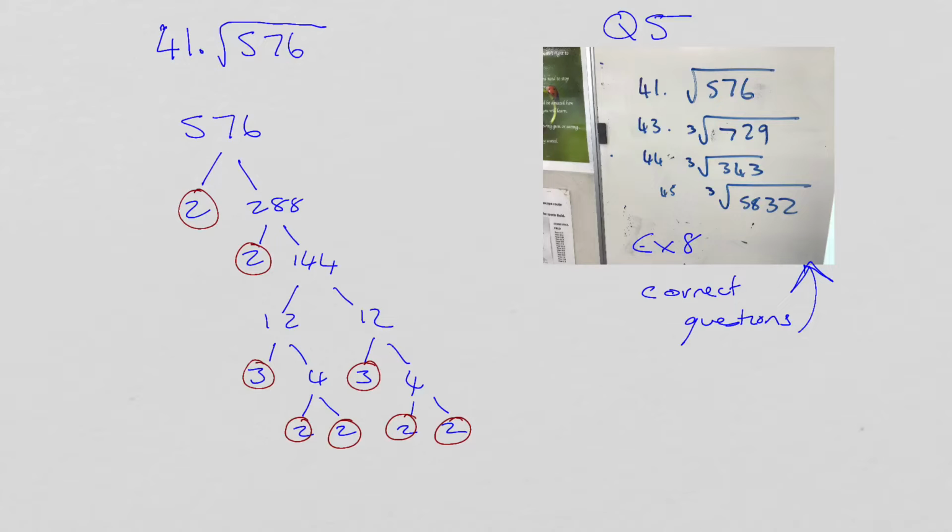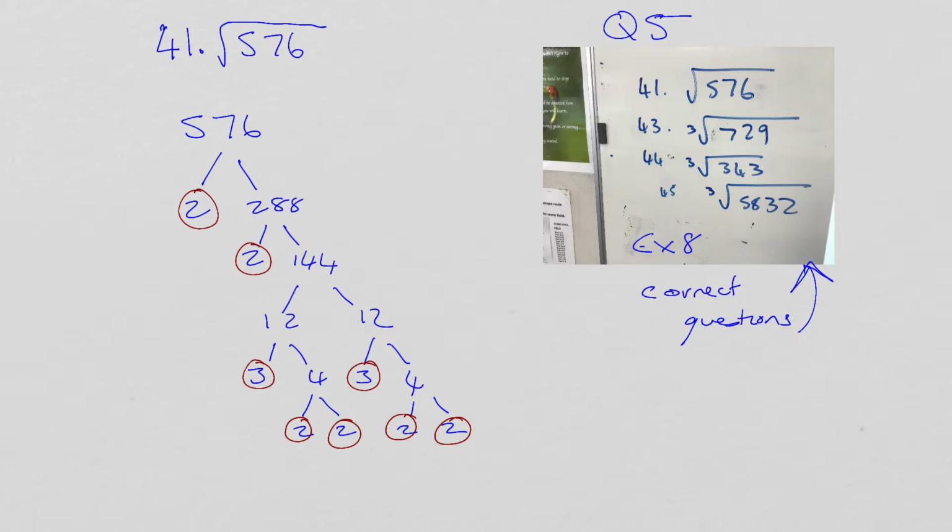Okay, so this is mostly for you guys at home in case you're not sure. Questions 41, 43, 44, and 45 are wrong. I will put up the answers for the exercise so that you can mark them. But in the meanwhile, you need to redo those ones because the others are not perfect squares. You're never going to get an answer.